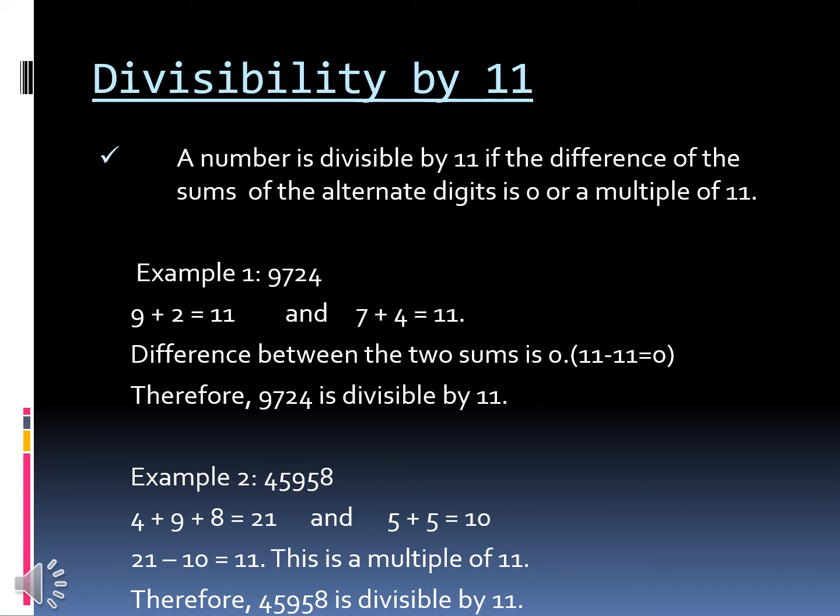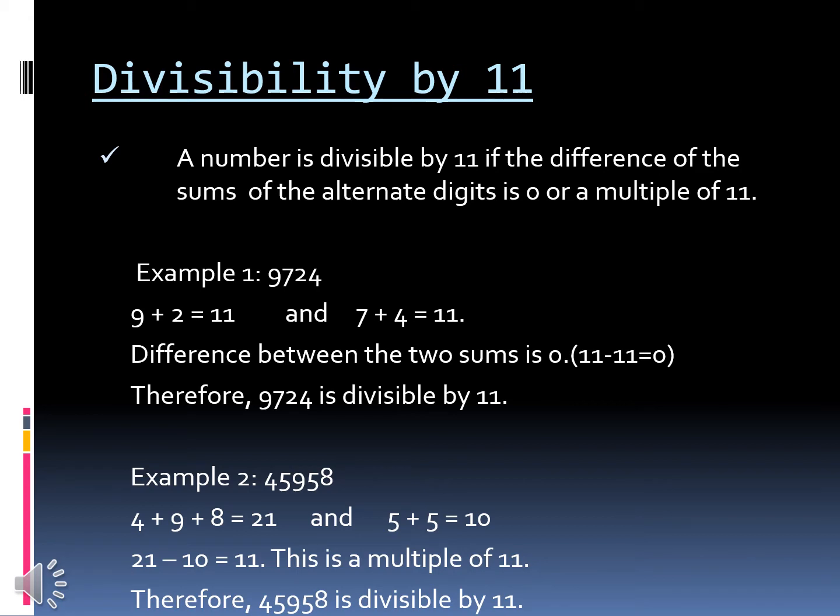The rule is: a number is divisible by 11 if the difference of the sums of the alternate digits is either 0 or a multiple of 11. What I mean is, suppose we have an example, 9724. The alternate digits are 9 and 2, and the next pair is 7 and 4. Means just skip one digit, and you can put an arrow from 9 to 2 and from 7 to 4. So we have two pairs here.